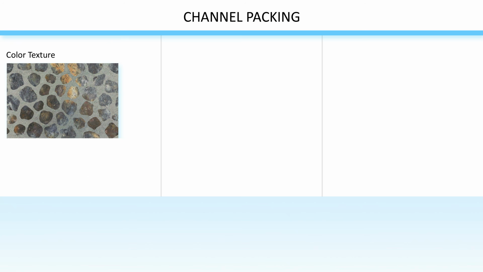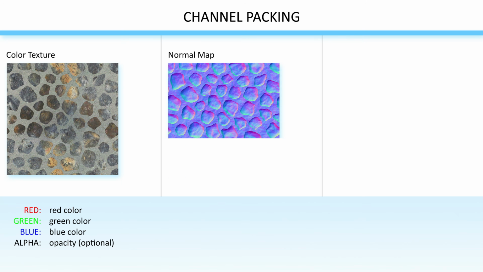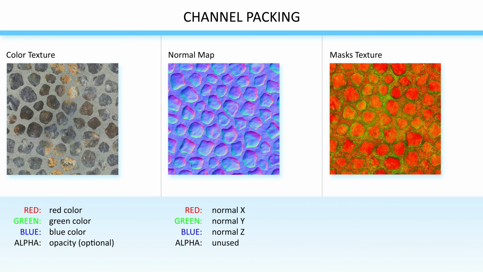So using standard channel packing, we end up with a set of 3 textures that look like this. We have our color texture, our normal map, and a mask texture with 3 or 4 masks all packed together. That's pretty efficient, right? We only have 3 textures with as many as 7 maps all packed up.